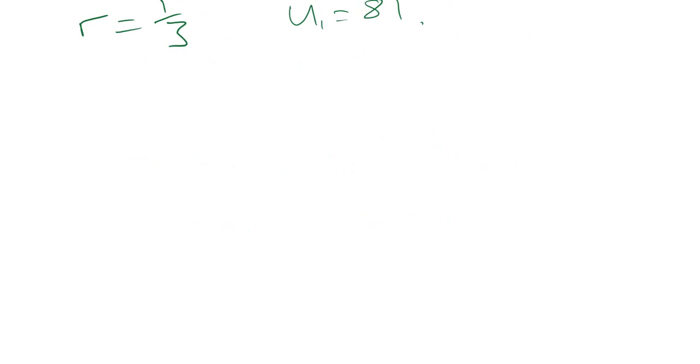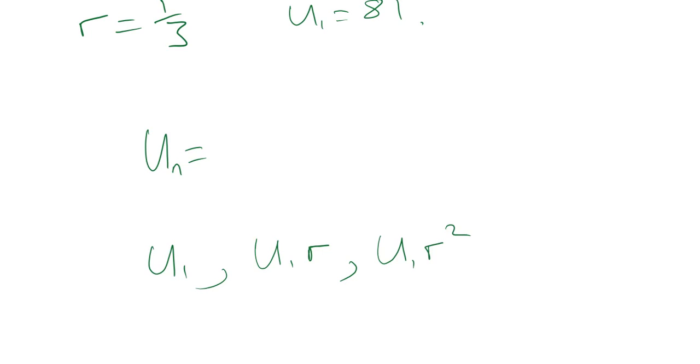Okay, so let's think about a common term. Well, the first term would be U1 again, right? The second term would be that first term multiplied by the common ratio. The third term would be, well, the second term multiplied again by the common ratio. Well, that would be like having U1 R squared. The fourth term would be U1 R cubed, and so on and so on.